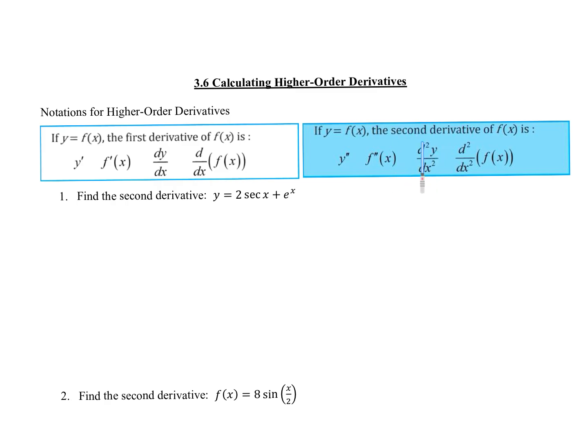Guys, why is the squared after the d here and after the x there? I have no idea. I've asked.